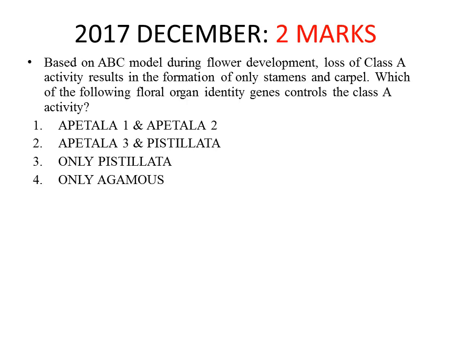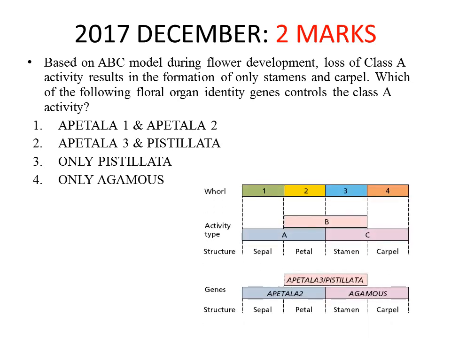Now this is a December 2017 2 marks question. The question is based on ABC model of flower development, loss of class A activity. Class A activity has been lost, resulting in the formation of only stamens and carpels. It means A is mutated, which has been replaced by C. We suppose that B and C are formed, and B and C in combination form stamens and carpels. So it is the repetition of one of the previous questions. So this is for you to solve.